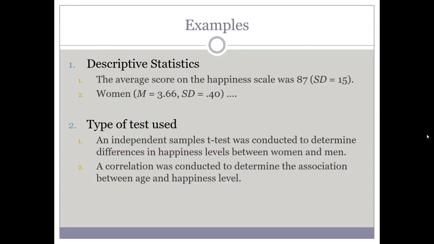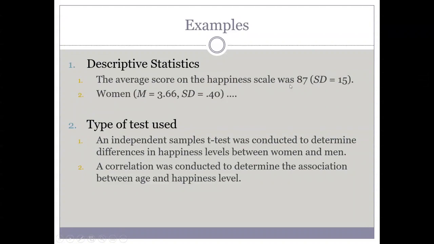So here are some examples of what reporting descriptive and inferential statistics in the results section look like. So for the descriptive statistics, our first example reads, the average score on the happiness scale was 87, parentheses, standard deviation equals 15. So we report our mean and our standard deviation. The mean doesn't always have to be in parentheses, so here we reported the mean as a part of the sentence and then had the standard deviation come right after it.